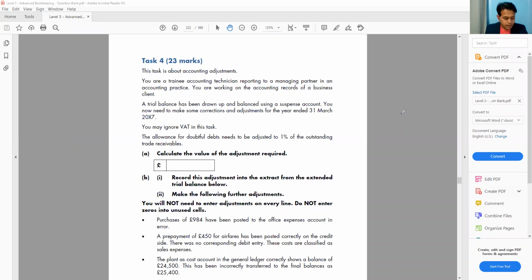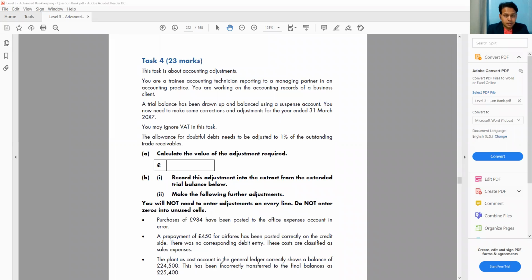All right, welcome back. So let's move on to our task number 4. And this task number 4 will give us 23 marks. So let's have a look at how we do task number 4.